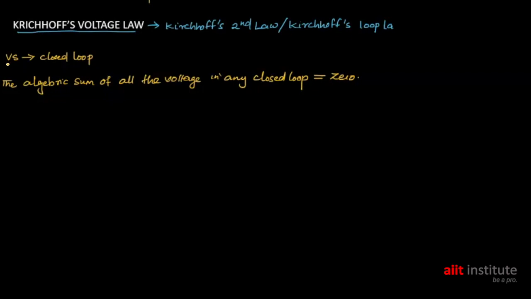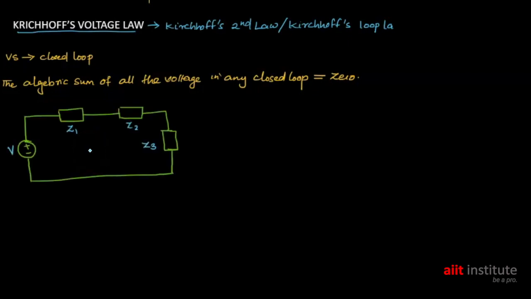So let's consider one circuit. For example, consider this electrical circuit which contains a voltage source V and three passive components. Z1, Z2, Z3 are the three passive components. These could be a resistor, capacitor or inductor. And let's consider the current flowing through this circuit is in the clockwise direction.